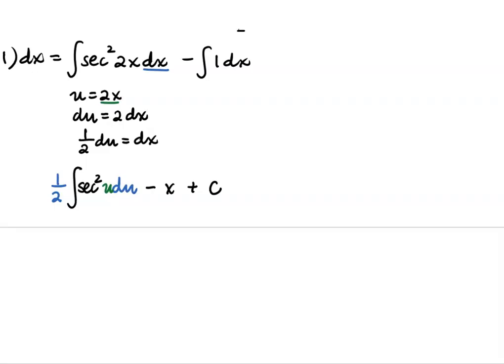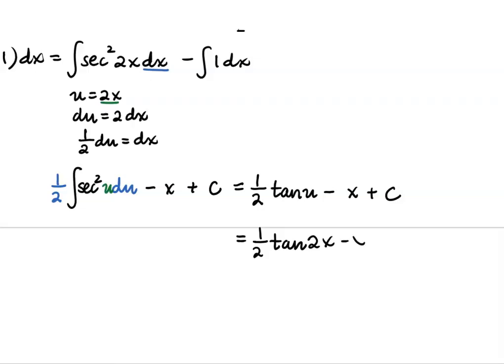So finishing up this integral, we have the 1/2 in front. The integral of secant squared is tan u, and then I'll keep that minus x plus c. And the last thing I'll do is sub back in what u is into tangent. U is 2x. And that gives us our final answer.